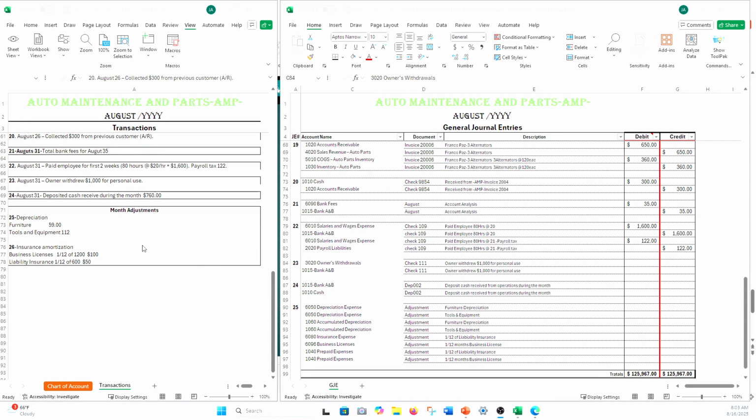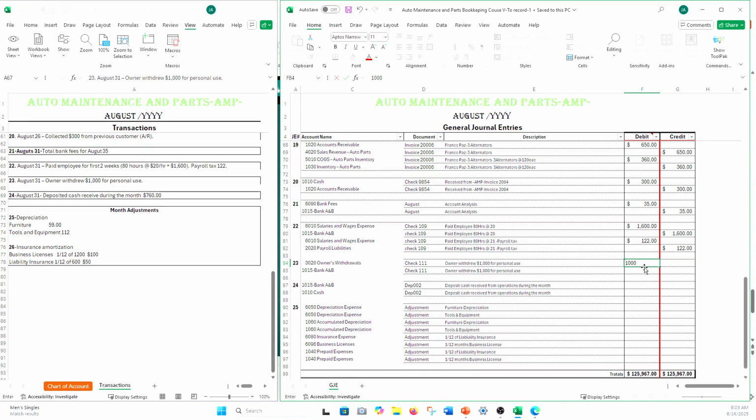Okay, so let's do number 23. August 31st, owner withdraws $1,000. So we say $1,000 because capital is a credit account, so it increases with credit and decreases with debit. So let's put $1,000 here. Okay, and the money came out from the bank, $1,000 here.